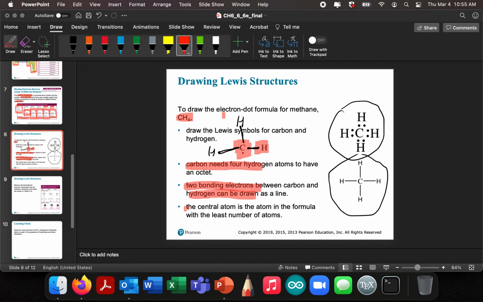Let's see, the central atom is the atom in the formula with the least number of atoms, okay? In other words, CH4, right? CH4 only has, carbon only has 1 atom, and so it's going to be the central atom.